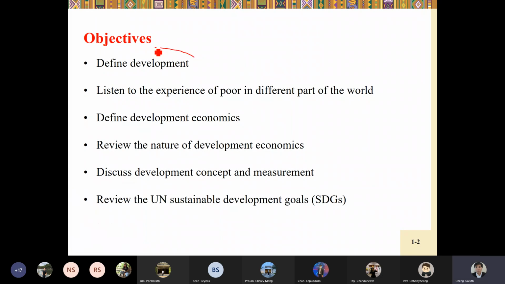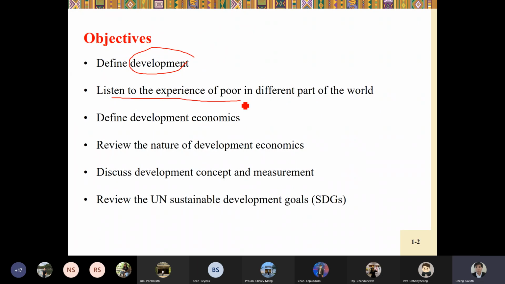Okay, what development is. People talk about development. Even at the global stage with the United Nations, you always hear the word development. So we need to have one definition for that, and that would pave the way for us to measure development, okay. So we will see the concept of development and its measures. And then we may take a little minute to listen to the experience of people who are called the poor.